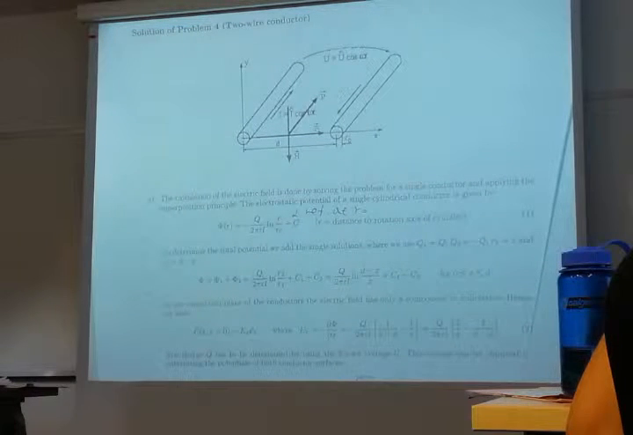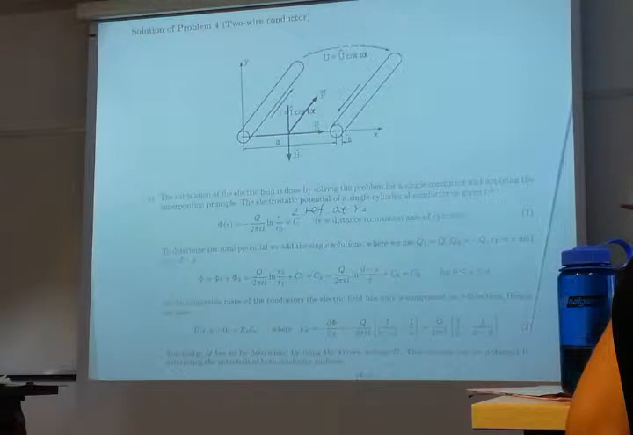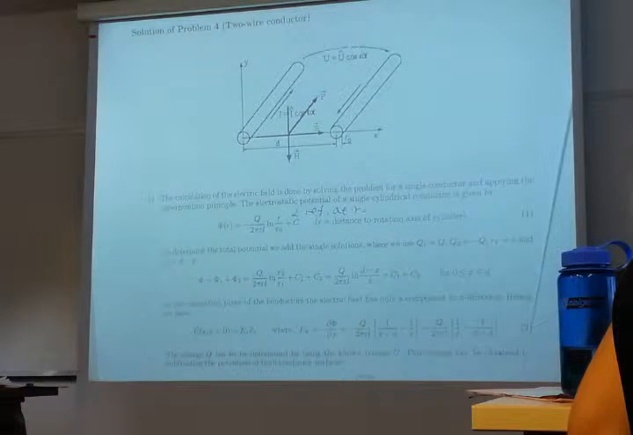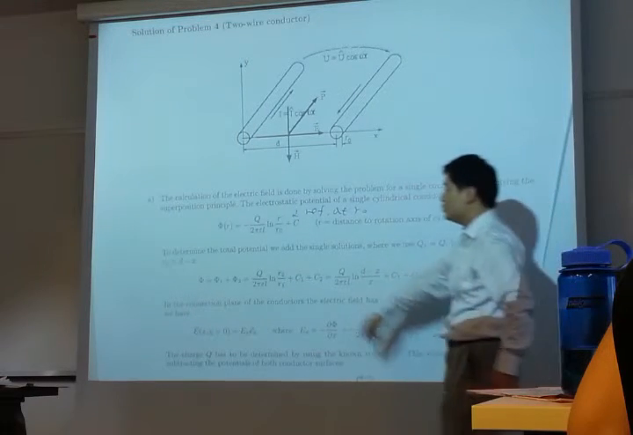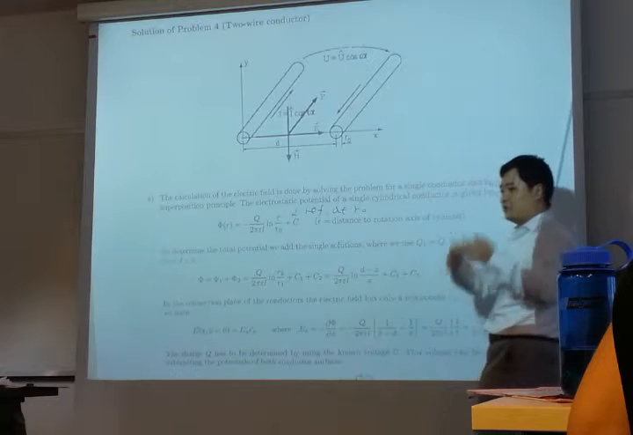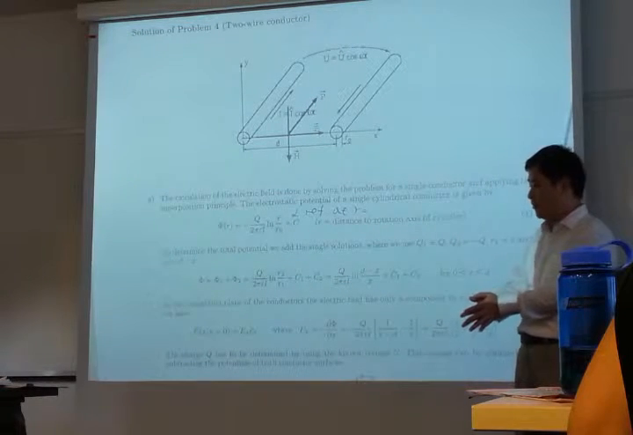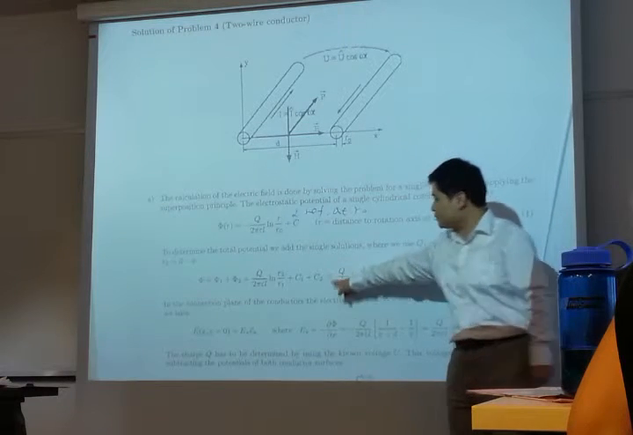In this case, the question is more complicated because you have two sources of the field. We're only talking about the positive one. How about the negative one? The negative one is actually something similar. You only change the Q to minus Q, right? So the total potential will be the positive one plus the negative one.